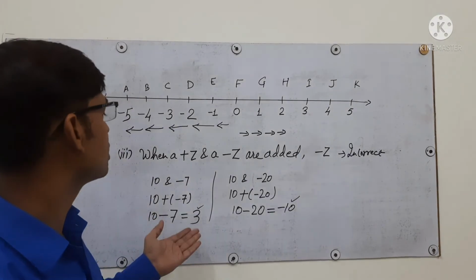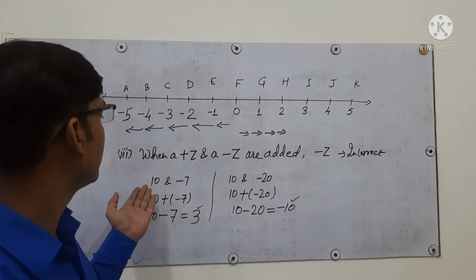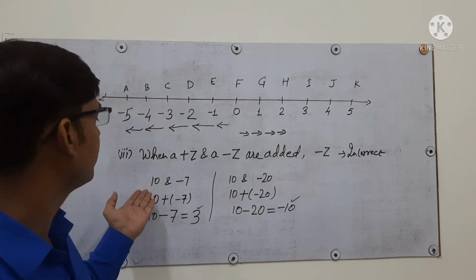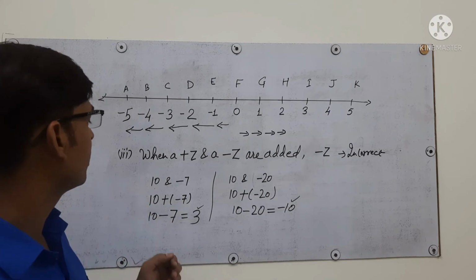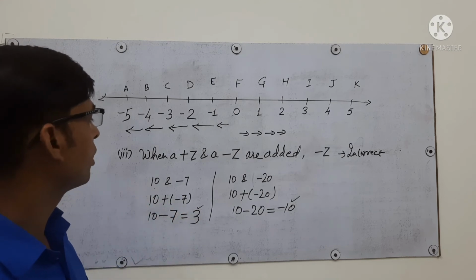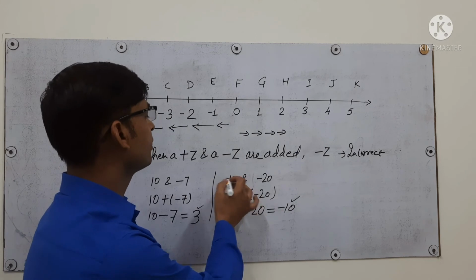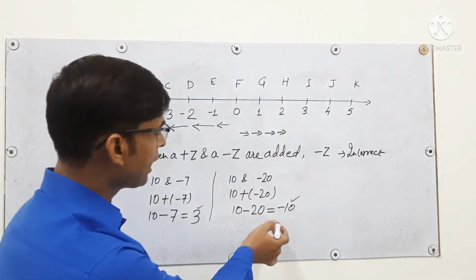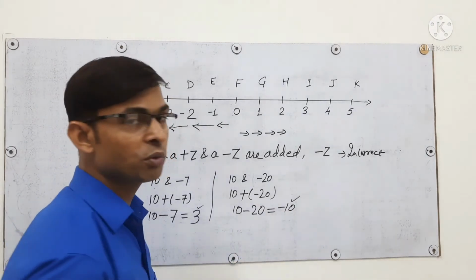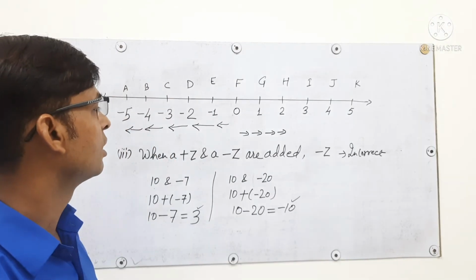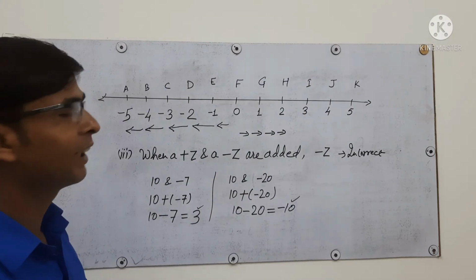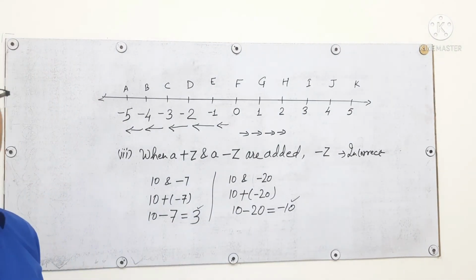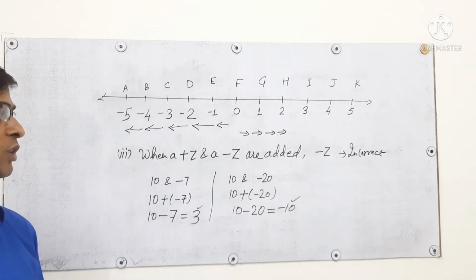We have seen a situation where we add 10 and minus 7, then we get a positive number, and when we are adding 10, which is a positive integer, and 20, which is a negative integer, we get a negative integer. That is, the situation has changed. So this statement will be incorrect. So you can note it down because this is a typical situation.